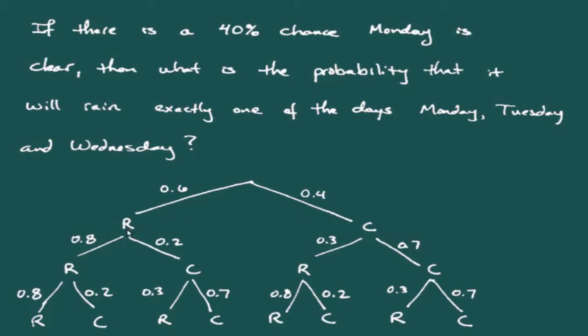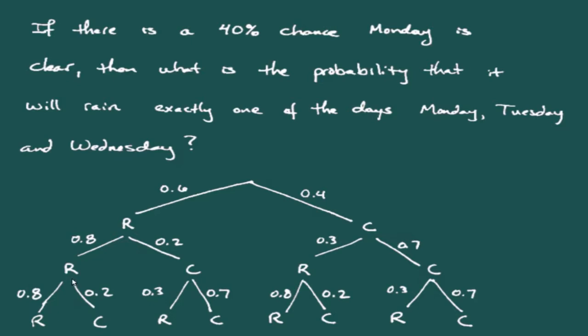From there, now we use the conditional probabilities that we guessed at the very beginning of our problem. The probability of raining tomorrow, given that it's raining today, is going to be 0.8. Probability that it's clear tomorrow, given that it's raining today, is going to be 0.2. The probability that it's raining tomorrow, given that it's clear today, is 0.3. And then the probability that it's clear tomorrow, given that it's clear today, was 0.7. And so that gives us our conditional probabilities for the second branch.